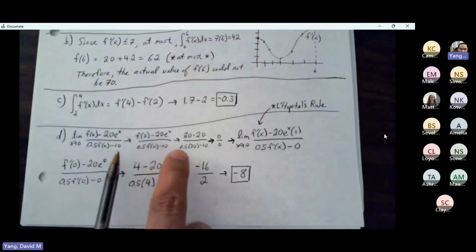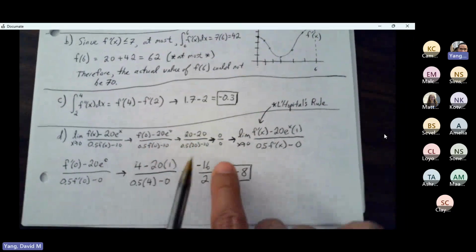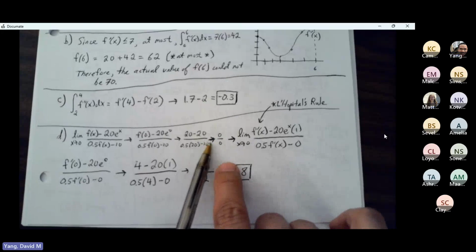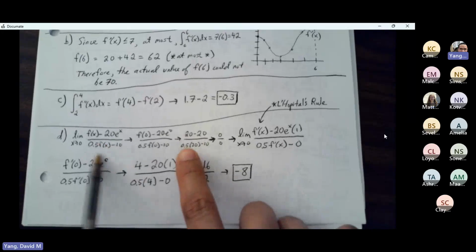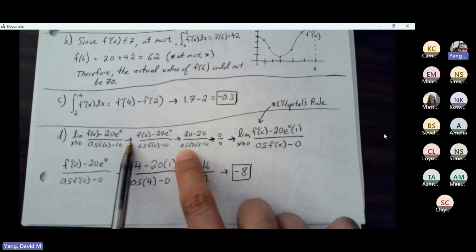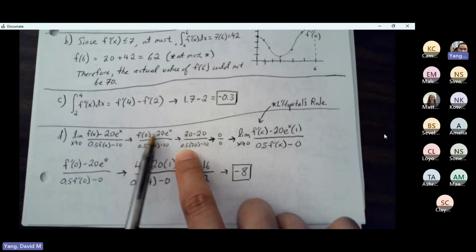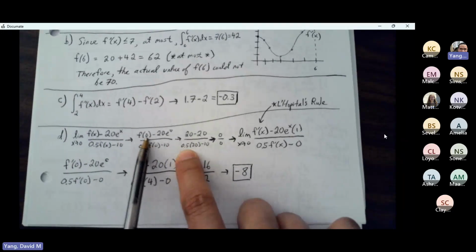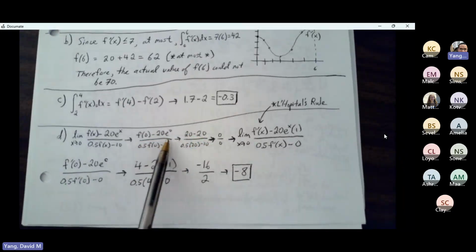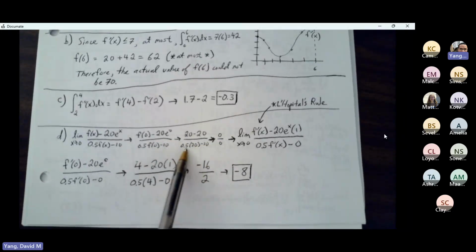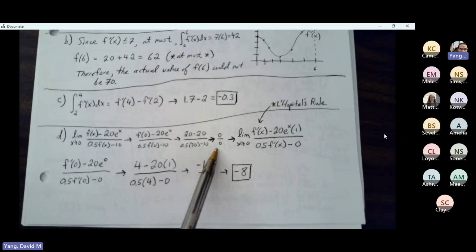All right, so again, use arrows. They're going to complain if they see it equals 0 over 0. They don't like that. So make sure you just do arrows all the way across for L'Hopital's or any limit problem. So with an arrow here, I'm just going to plug in 0. That's my next step. f of 0 is 20. e to the 0 is also 1, so 20 times 1 is 20. 20 minus 20 is 0. 0.5 times f of 0. f of 0 is 20, so half of 20 is 10. 10 minus 10 is also 0.